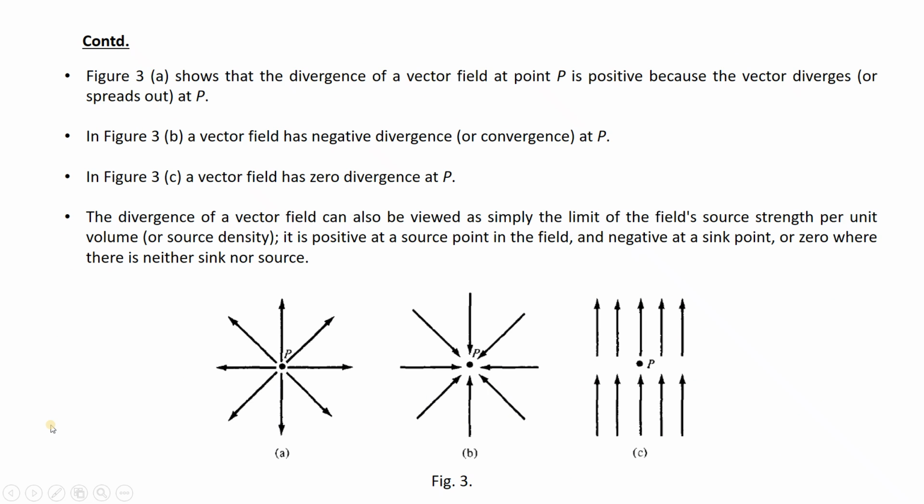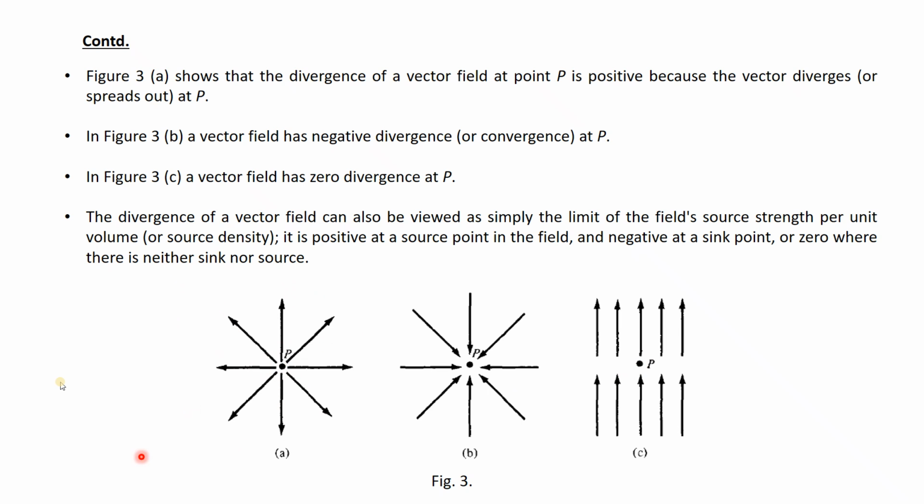Now see, in figure 3, as I was telling, figure 3A shows the divergence of a vector at a point P is positive because the vector diverges or spreads out at P. So it is called positive divergence because it is diverging out. Figure 3B is a vector has negative divergence or convergence. So this is also divergence but negative. And figure C has zero divergence. Suppose there is a point and vectors are traveling past. So we call that P is not having any divergence, zero divergence.